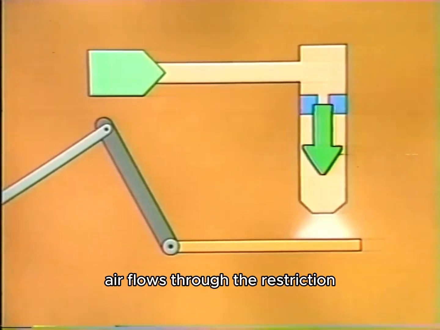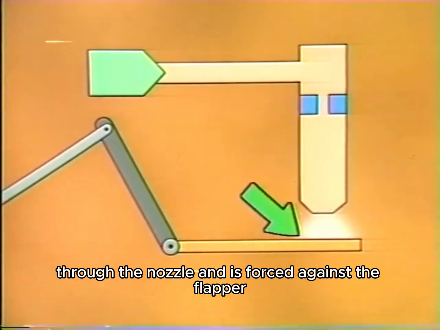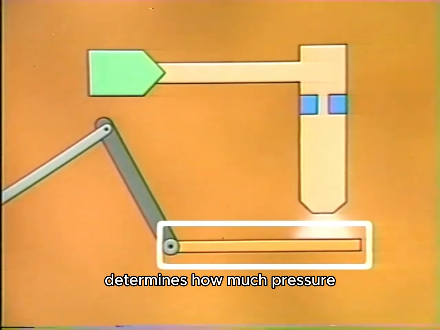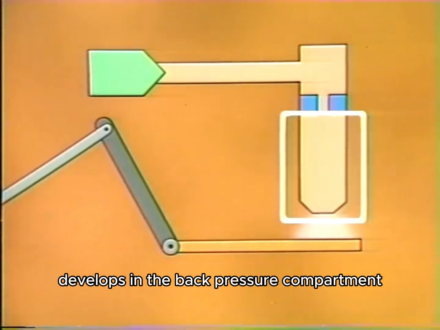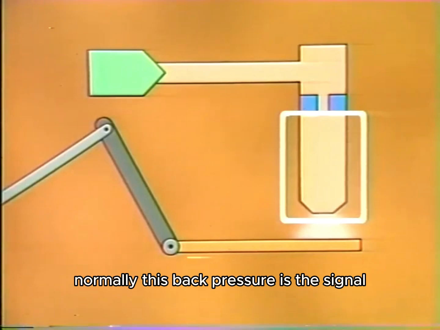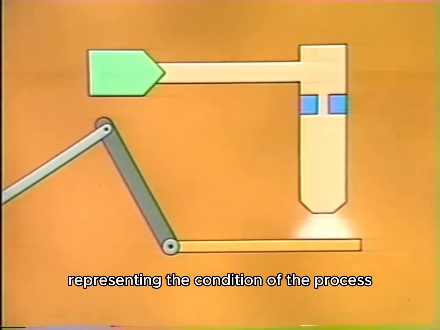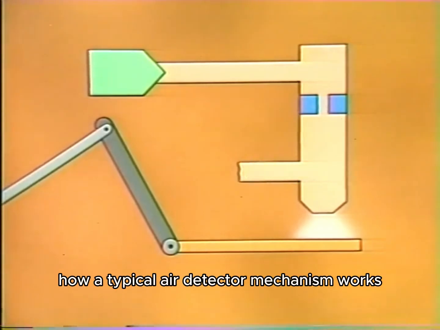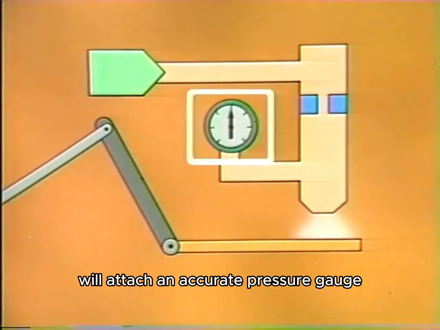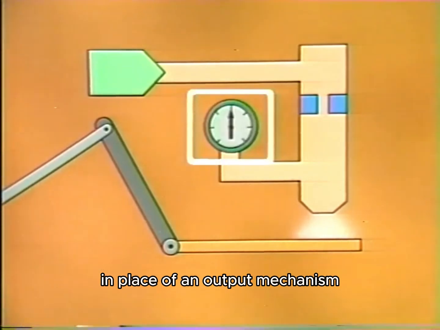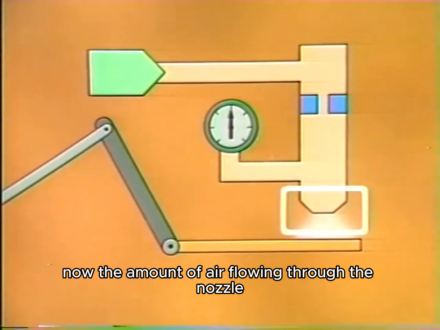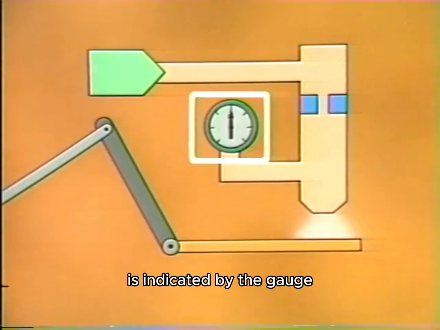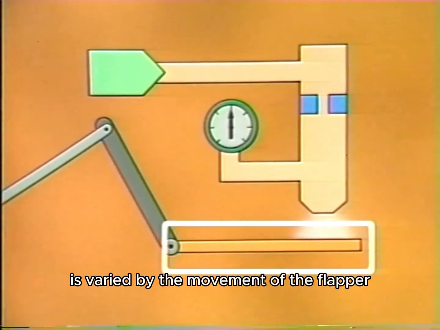Instrument air flows through the restriction, through the nozzle, and is forced against the flapper. Where the input mechanism positions the flapper determines how much pressure develops in the back pressure compartment. Normally, this back pressure is the signal representing the condition of the process variable that goes to the output mechanism. But to demonstrate how a typical error detector mechanism works, we'll attach an accurate pressure gauge in place of an output mechanism. The amount of air flowing through the nozzle and consequently the amount of pressure in the back pressure compartment, as indicated by the gauge, is varied by the movement of the flapper.